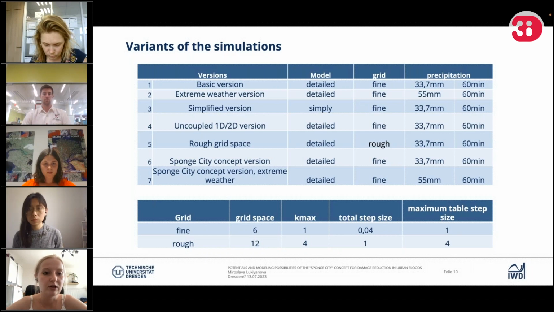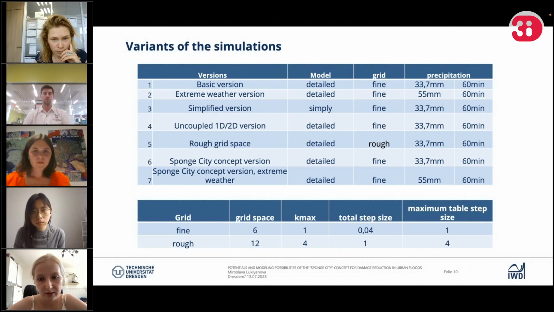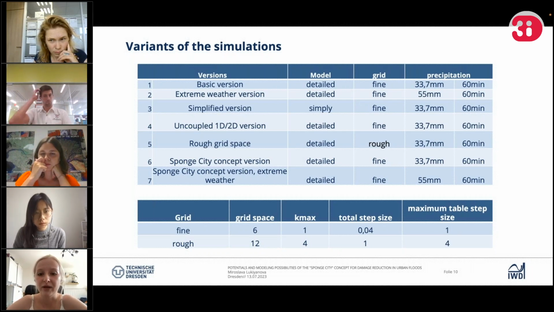I also made a version with 1D and 2D uncoupled, where I didn't use the river as an extra 1D element. The simulation precipitation is exactly like the version before. The grid, which you can see in the second table on this screen, has a raw grid space much bigger than in the basic version. And after comparing all those versions to see which was the most accurate, on that base I built a second model with the sponge city concept, where I made two rain simulations: with precipitation based on the first version, 33.7 millimeters for 60 minutes, and one with extreme weather with 55 millimeters for 60 minutes.